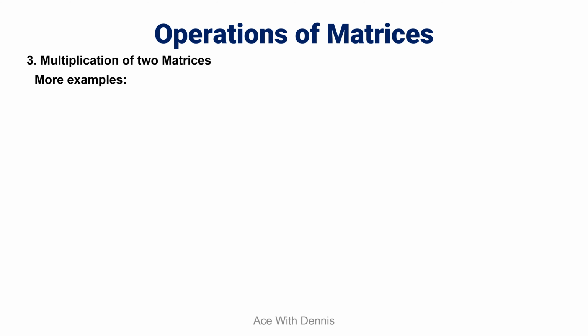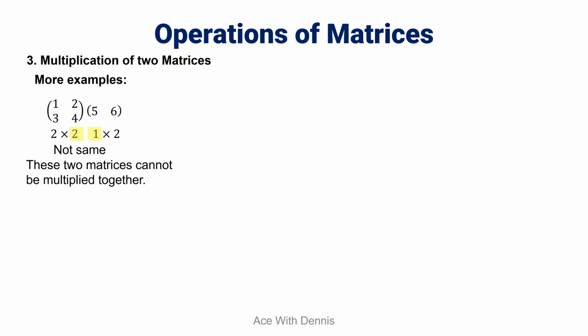Now let's see more examples here. So I have matrix 1, 2, 3, 4 multiplied with matrix 5, 6. Can these two matrices multiply together? Let's check. The order for the first matrix is 2 times 2, and the order for the second matrix is 1 times 2. Take a look at these two numbers. They are not the same. Hence, these two matrices cannot be multiplied together.